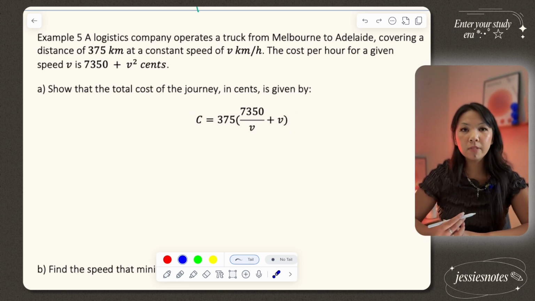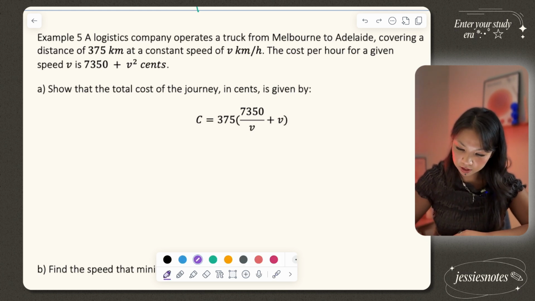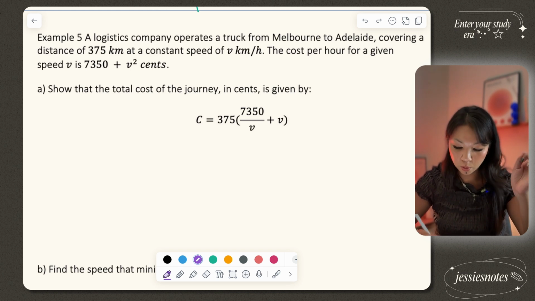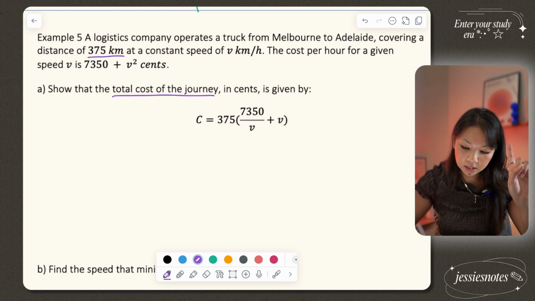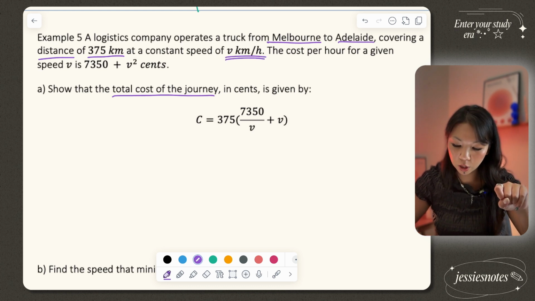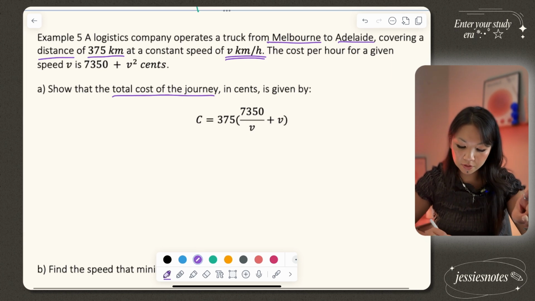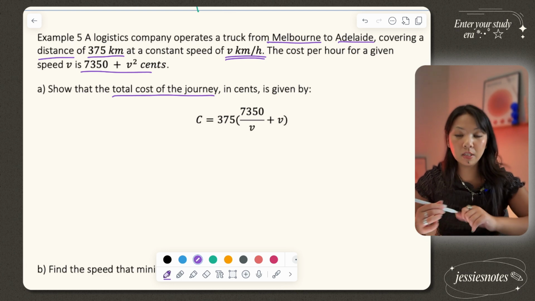Okay, so let's really break down what they've given us. It looks like the thing we're trying to optimize is going to be the total cost of the journey. And we're taking into account that the distance from Melbourne to Adelaide is 375 kilometers and we travel at a constant speed of v kilometers per hour. We also know that the cost per hour for a given speed v is 7,350 plus v squared cents.